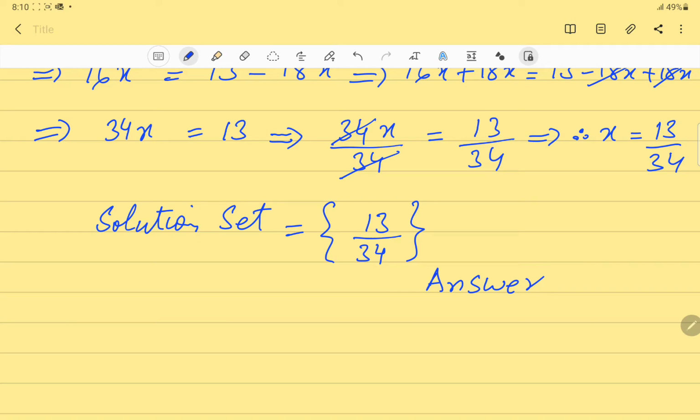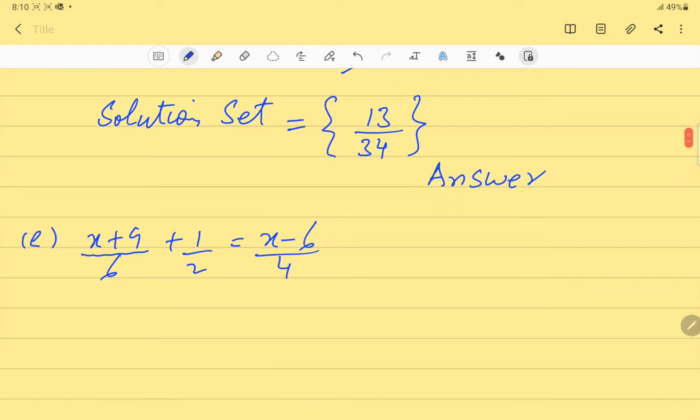Now we will go for our fifth question. Fifth question is x plus 9 over 6 plus 1 over 2 is equal to x minus 6 over 4. Obviously we have to use the LCM method over here because we have more than 2 fractions. So what are the numbers in the denominators of these 3 fractions? These are 2, 4 and 6.